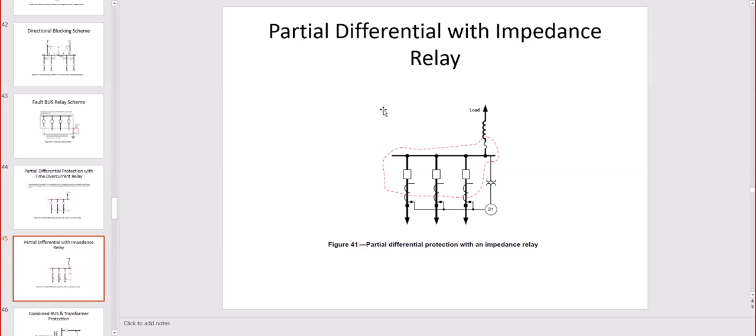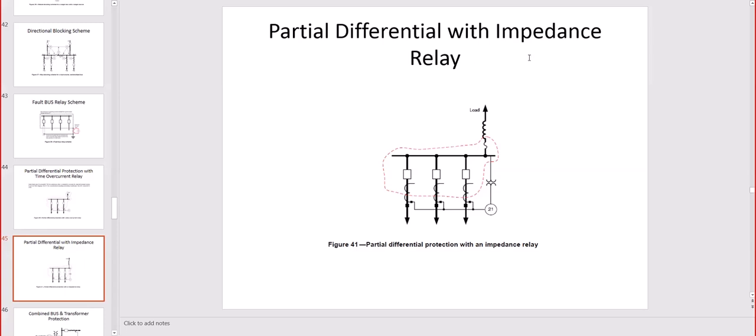By the way, we need to match the CTs very much, and if possible the same ratio and the same class of precision, to avoid spurious trips and errors that can occur. We need to match them as well as we can.